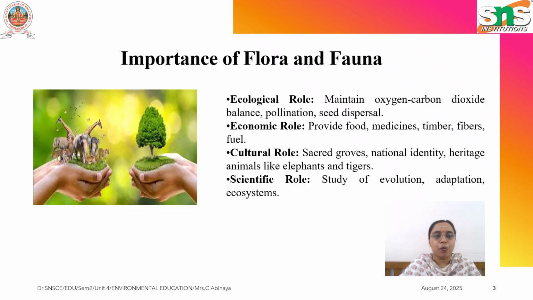So, coming to the importance of flora and fauna, flora, the plants, they produce oxygen and absorb carbon dioxide. They provide food, medicine, raw materials, and maintain the balance of ecosystems. When you take animals, that is fauna, they help in pollination, seed dispersal, maintaining of food chains, and they provide food, clothing, and companionship to humans. Together, flora and fauna support biodiversity, regulate the climate, and sustain life on earth. So this is how they are very important for us.